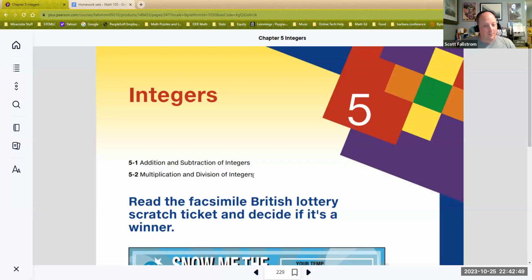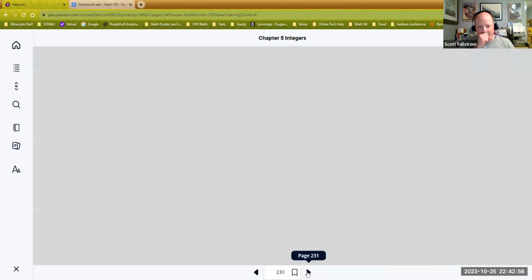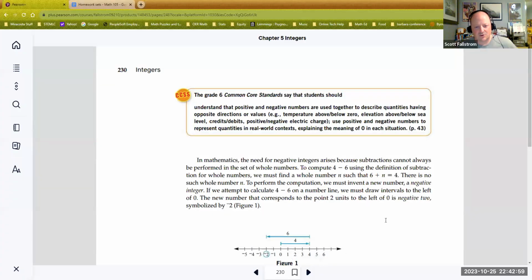Now, this section is all about a new set of numbers called integers. And we've already dealt with the whole numbers, so we have an idea of what those are. Let's make sure we understand integers. We've got our Common Core state standards listed here: understanding positive and negative numbers that are used to describe quantities, temperatures above and below zero, elevation above and below sea level, credits or debits, like money or a bank account, positive or negative electric charge, and understanding what zero represents.